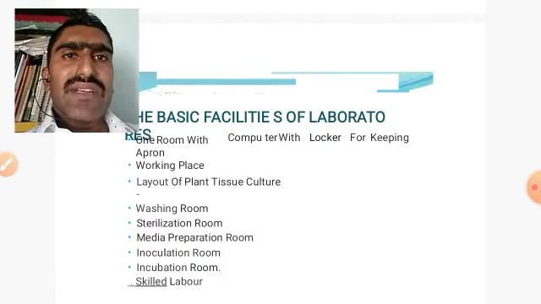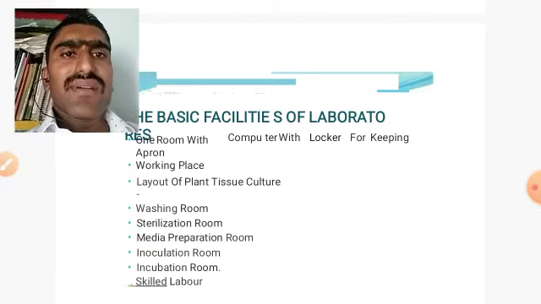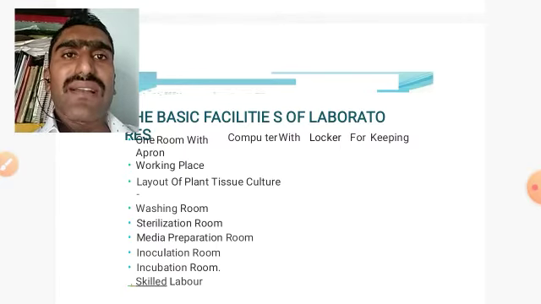This is the list we are going to discuss in upcoming slides. Here I have given the list of basic facilities of a laboratory. These are some basic facilities we must have: one room with a computer, apron, working place, layout of plant tissue culture, washing room, sterilization room, media preparation room, inoculation room, incubation room, and skilled labor.